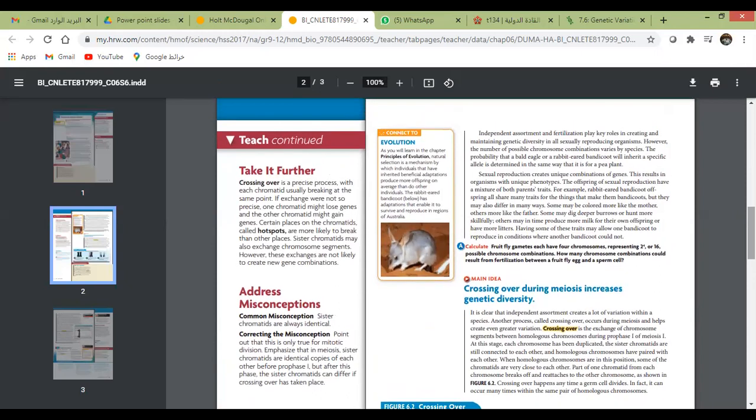Okay, so what are the two reasons that cause genetic variation? Who can tell me? Genetic variation results from what? Two things. What are they? Yellow Jane. The first one is independent assortment. Where does this happen? During meiosis one. Bravo. And what is the other reason, Yellow Jane?